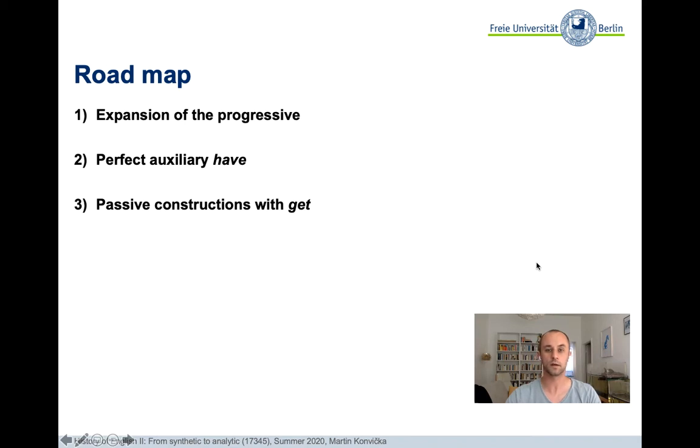Right, so the three phenomena that we're going to discuss today are, first, the expansion of the progressive and the so-called passival construction. The second point will be the rise of the auxiliary have in perfect constructions. And finally, we're going to talk a bit about the passive constructions with the auxiliary get. So let's start with the expansion of the progressive construction.